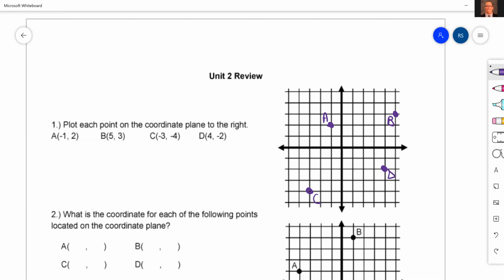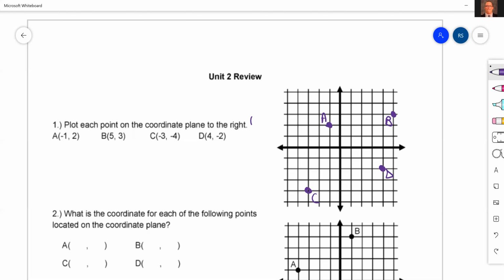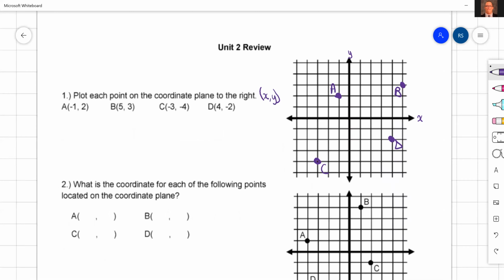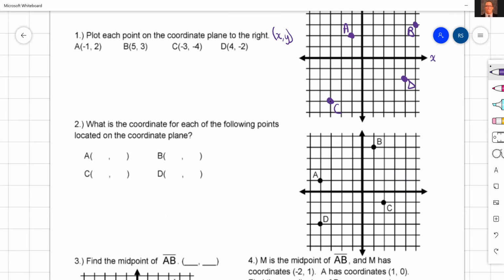Just remember on the coordinate plane, when you have points, X comes first, then Y. There's your X-axis, there's your Y-axis. If you remember that, you'll be in good shape.